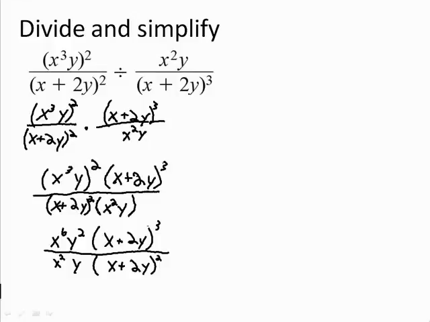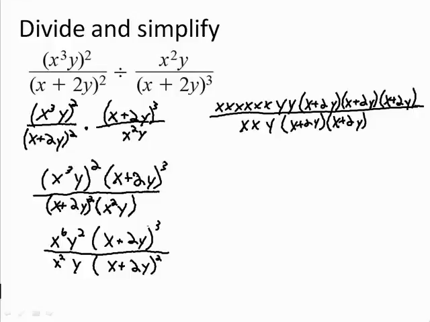Separate x to the 6th power into 6 x's, y squared into y times y, x plus 2y cubed into x plus 2y times x plus 2y times x plus 2y, x squared into x times x, and x plus 2y squared into x plus 2y times x plus 2y. 2 x's in the numerator and denominator cancel out. A y in the numerator and denominator cancel out. And 2 x plus 2y's in the numerator and denominator cancel out.